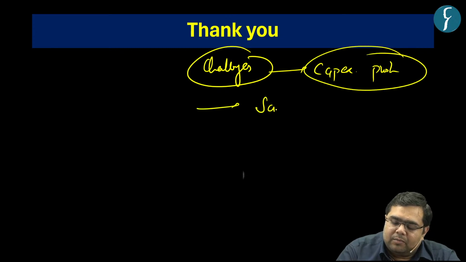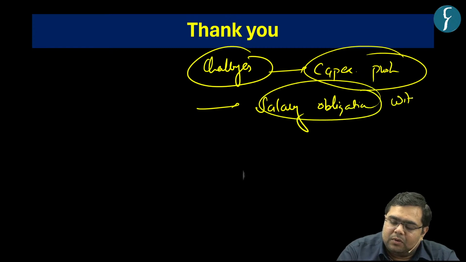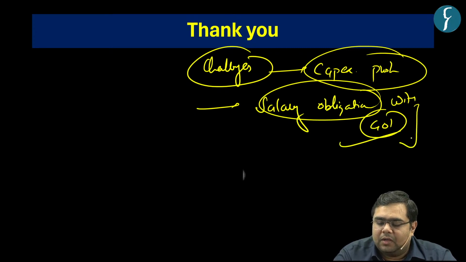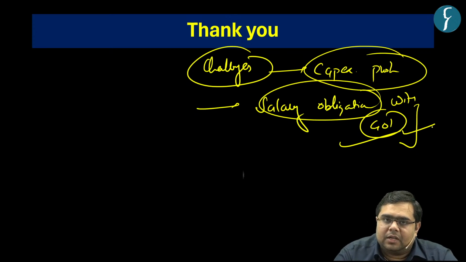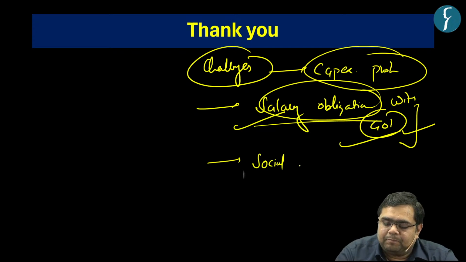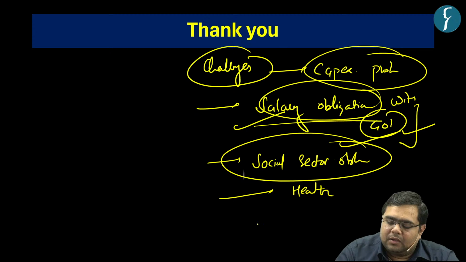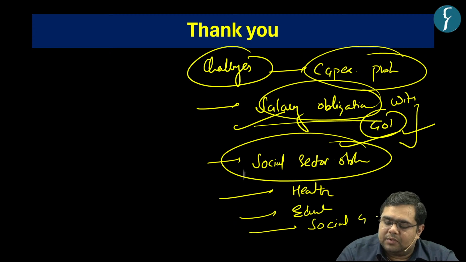First one being salary obligations with respect to government of India. So salary account takes a lot of money out of the expendable money that is available with the government of India. So salary obligations is one of the concern, and then second is social sector obligation. The social sector obligation again mandates obligatory spending on the healthcare, education, other social security and social schemes.